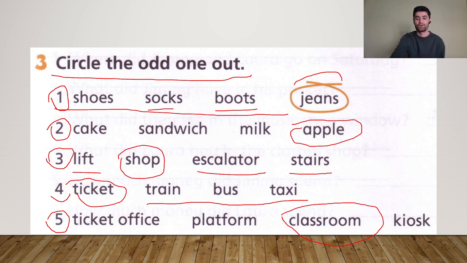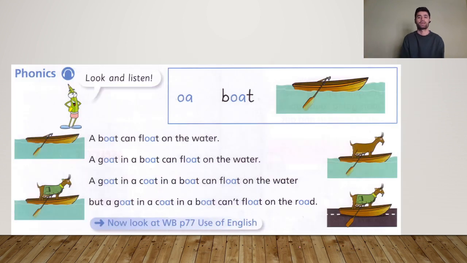Now let's move on to the next part. And in the next part, we're going to learn some phonics of English. And the sound for today is here. So we have 2 letters here, O and A. And together they make the sound O. Now let's say it one more time. O. Yes, very good.